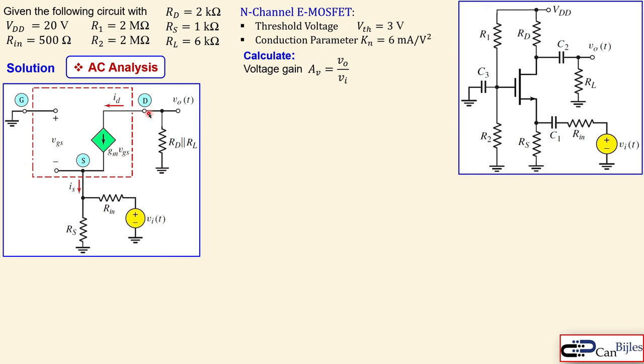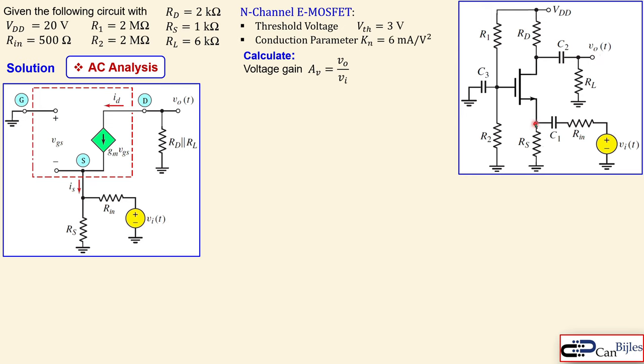Now going to the D, which is a drain node here, we see the RD is going to the AC ground via D, and the RL is also going to ground via the drain node because the C2 is also perfectly shorted in AC analysis. That's why we have the parallel combination of the RD and RL, because they are effectively parallel in AC domain.